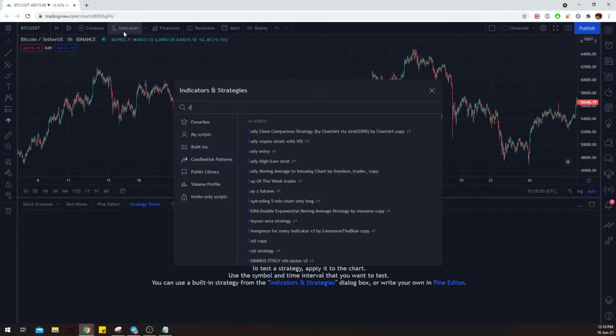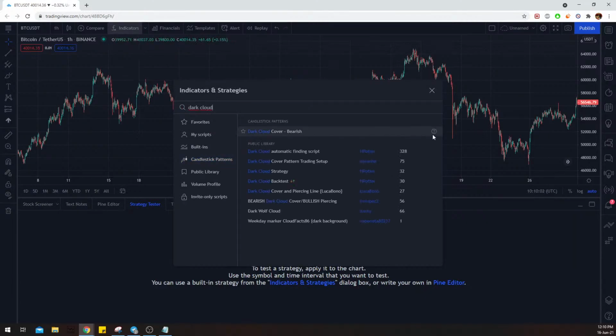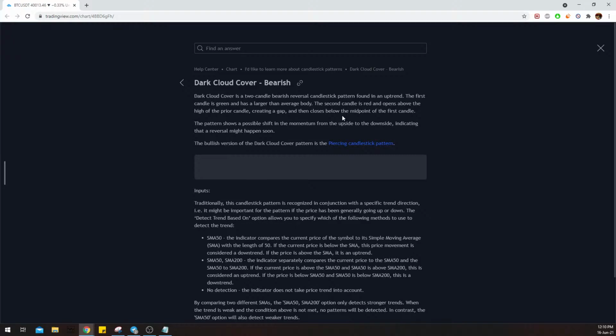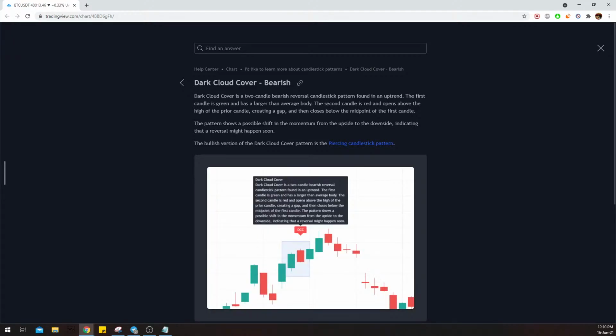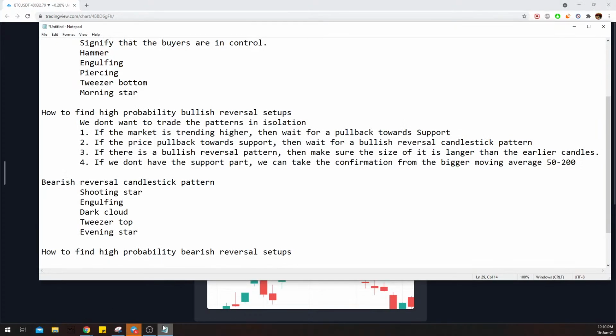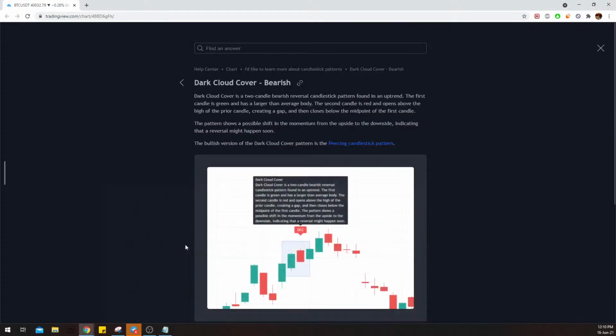Let's take a look at the dark cloud. And we can see one more time, the dark cloud is a two-candle pattern, the opposite of the, how it was called, of the piercing. So we can see that in this case we have a green candle, and after that it has a large and average body. The second one is going to be red and opens on the high of the previous candle, more or less. And in this way it's going to create this gap. You see here we have a small gap.